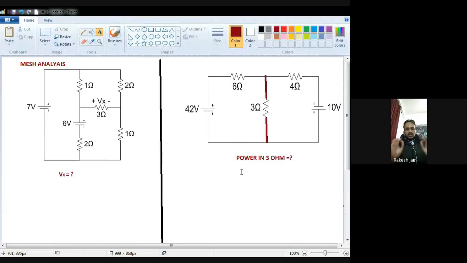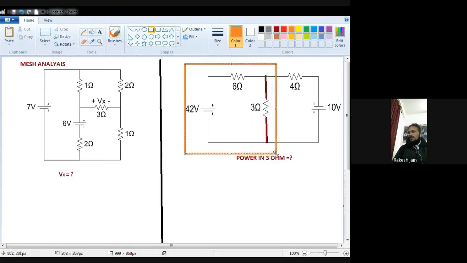So I will tell you the basic steps you should follow to solve any numerical of mesh analysis. First of all, look at the numerical and see how many closed paths there are. In this question, this 42 volt, 6 ohm and 3 ohm behave as a closed path. So there is one closed path.